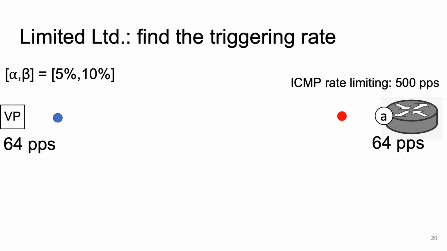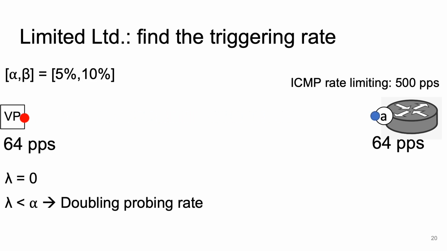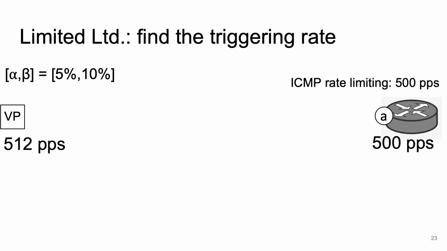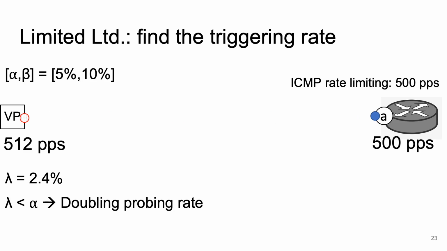Because we're sending 64 packets per second and the rate limit is 500 packets per second, we observe no loss, so lambda equals 0. Because lambda is lower than alpha, we double the probing rate. A rapid calculation shows that you actually need 512 packets per second to start triggering losses from A. You will trigger some losses, but lambda here will be equal to 2.4%, which is below alpha, so we're still doubling the probing rate.